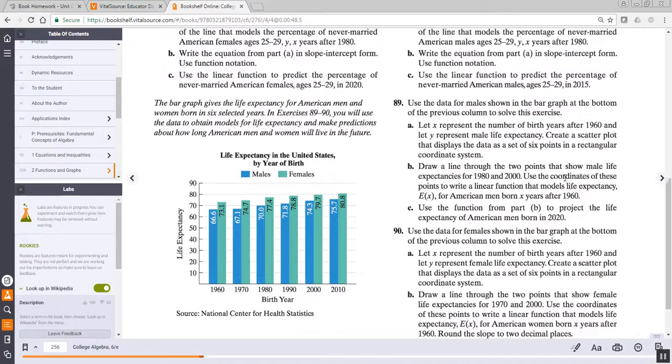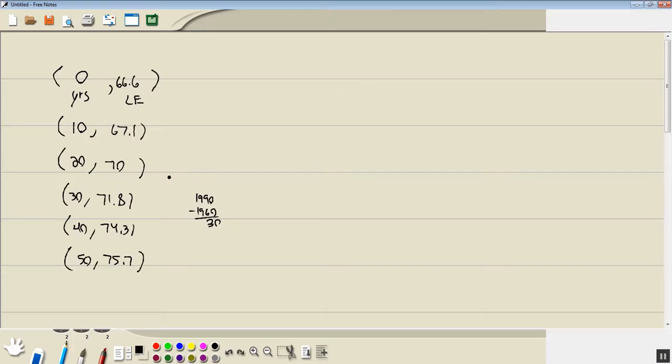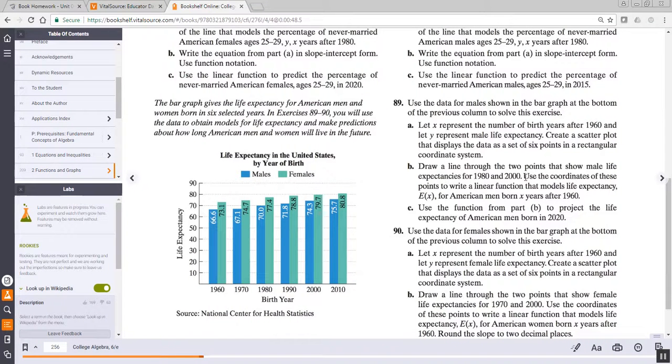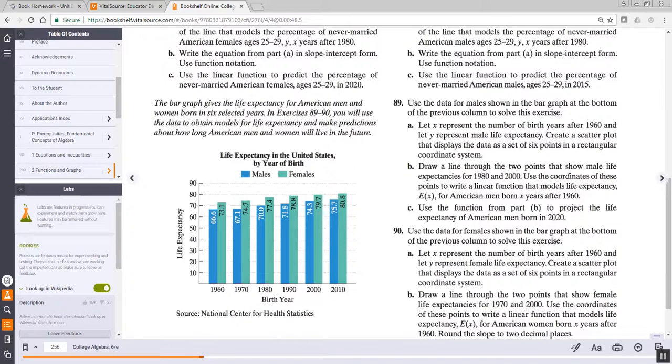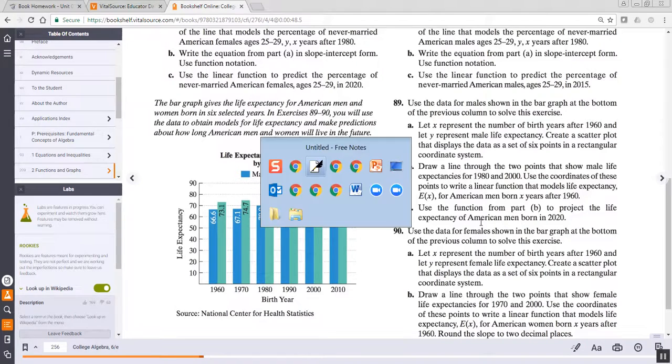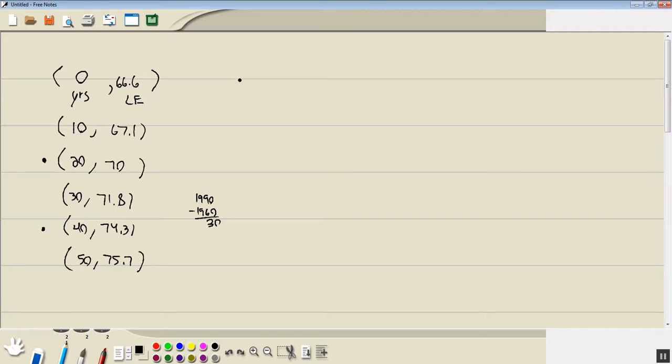Draw a line through the 2 points that show male life expectancies for 1980 and 2000. 1980 was our third point, so this one here. And 2000 was this point. Use the coordinates of these points to write a linear function that models life expectancy. And this is what your question was. Well, we got 2 points: 20, 70 and 40, 74.3.